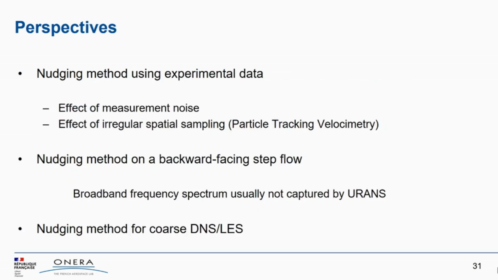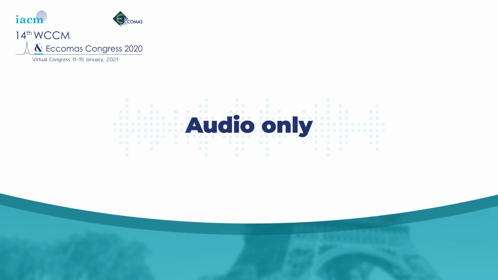The perspective of this work is clearly to use this nudging method with not high fidelity DNS data, but experimental data, and in particular I would like to see if it is robust to the fact that we have noise in the measurements. Also, we would like to explore what happens if we use not regular data, as we have used in this talk, but more irregular spatial sampling, like the one obtained with particle tracking velocimetry. Clearly, we would also like to test the method on different flows, for instance backward-facing flows, which are known not to be well captured by neurons and exhibit a broadband spectrum.